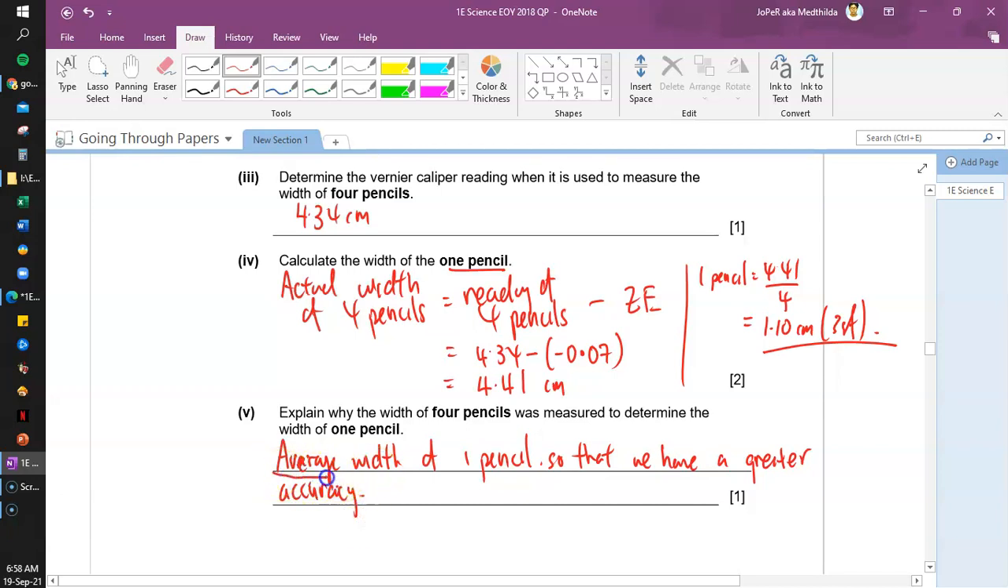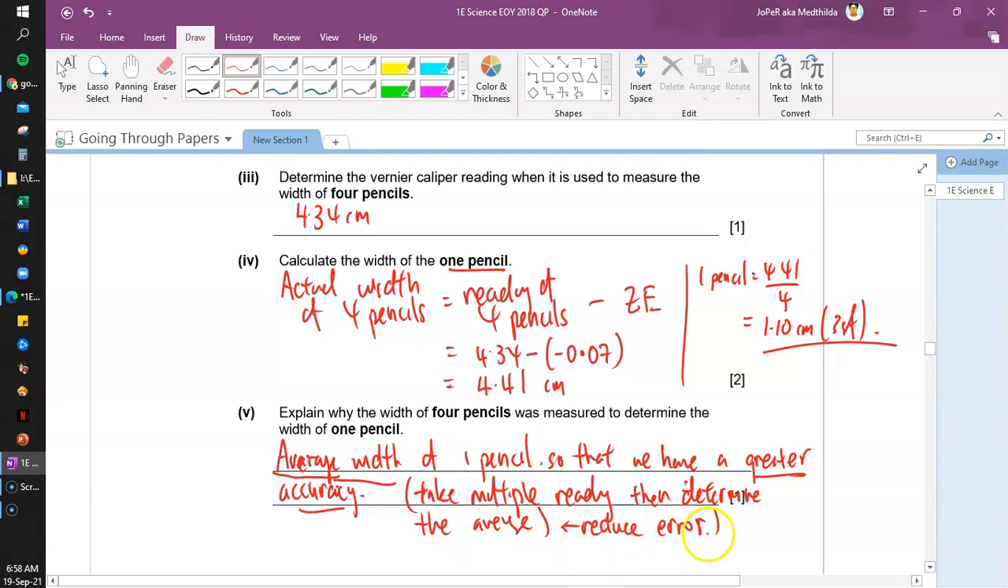So really the key idea here is we are looking out for the average width of one pencil, and this will actually provide us with a greater accuracy. The one that most of you are very familiar with writing is to take multiple readings, then determine the average. But what does it do? If you take multiple readings, then determine the average, you actually have a greater accuracy because you reduce the error. So this is actually what's happening when you are doing this part over here.